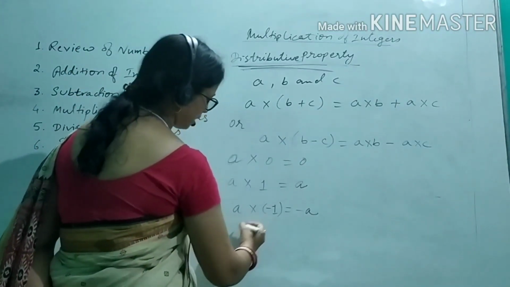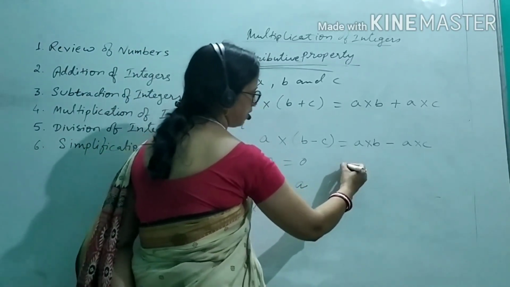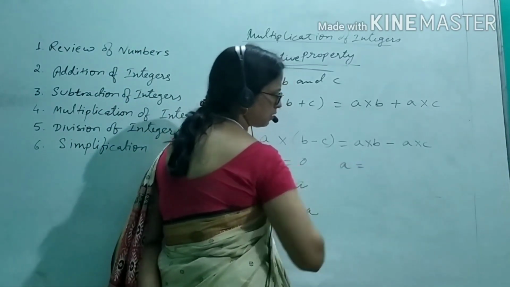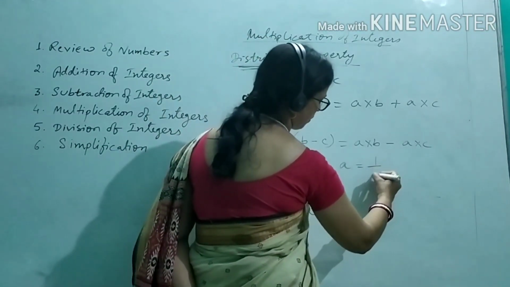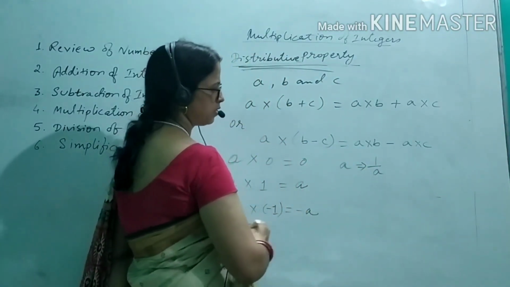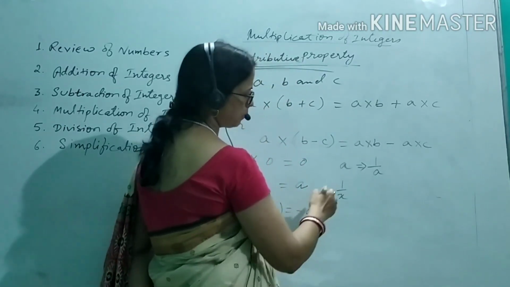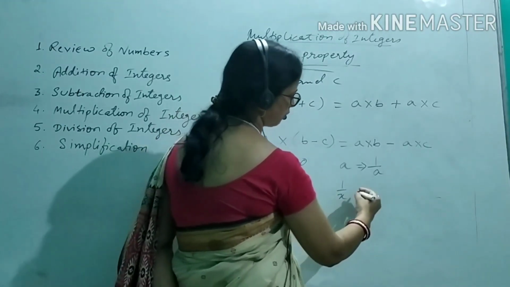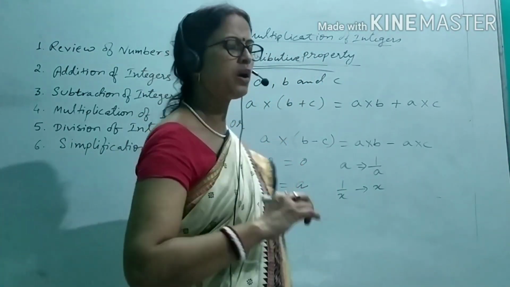So what is the multiplicative inverse of a? Suppose here is an integer a, then the multiplicative inverse of a is 1 by a. This is the multiplicative inverse. Suppose x is a number, so the multiplicative inverse of 1 by x will be x. We have to keep these things in mind.